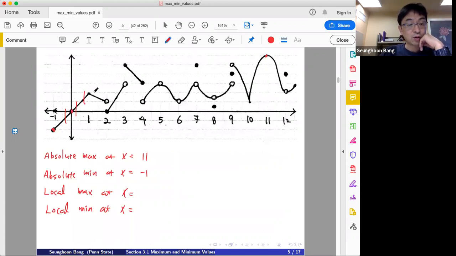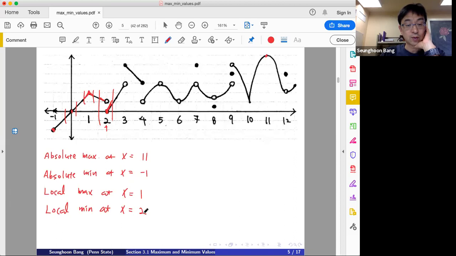What happens at 1 here? Local maximum or local minimum? Yes, locally highest point, local maximum at 1. What is 2? Local maximum, local minimum, or neither? Local minimum? Here, you can cut locally. You can compare all function values. Yes, locally lowest point.